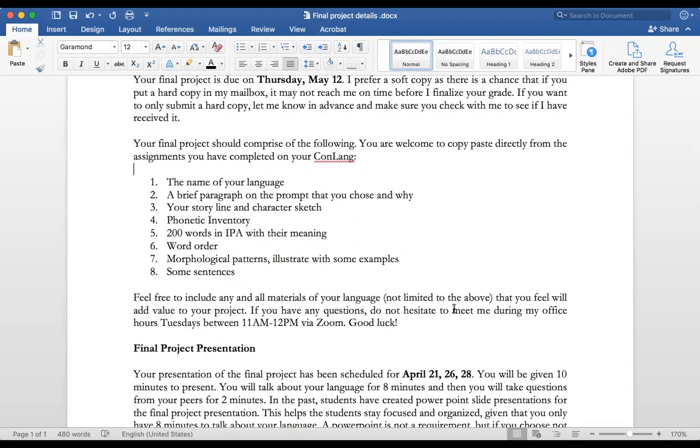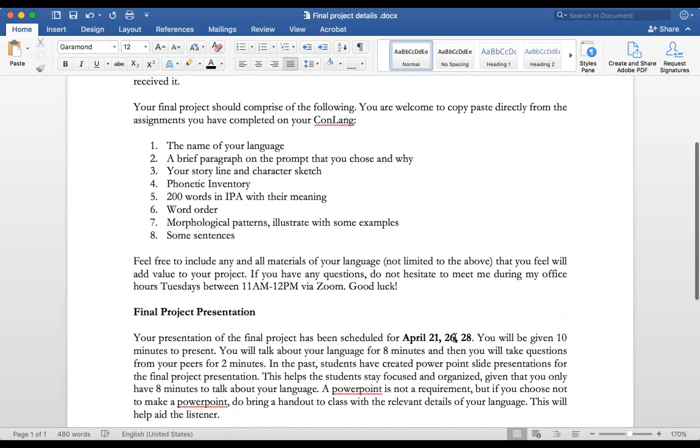Then, a brief paragraph on the prompt that you chose and why you chose that prompt. So why did you go the science fiction route? Why did you go the fantasy route? What are some movies or TV shows that you've been watching in that science fiction or fantasy prompt that have really helped you in understanding your constructed language?